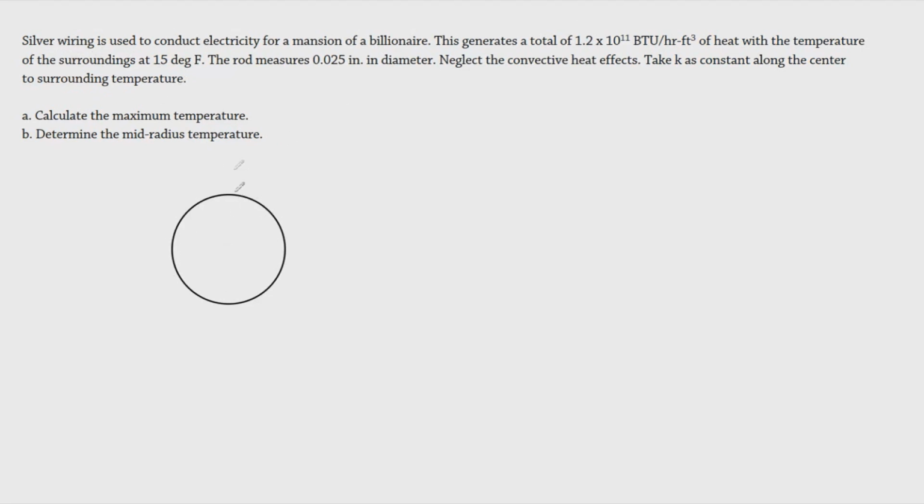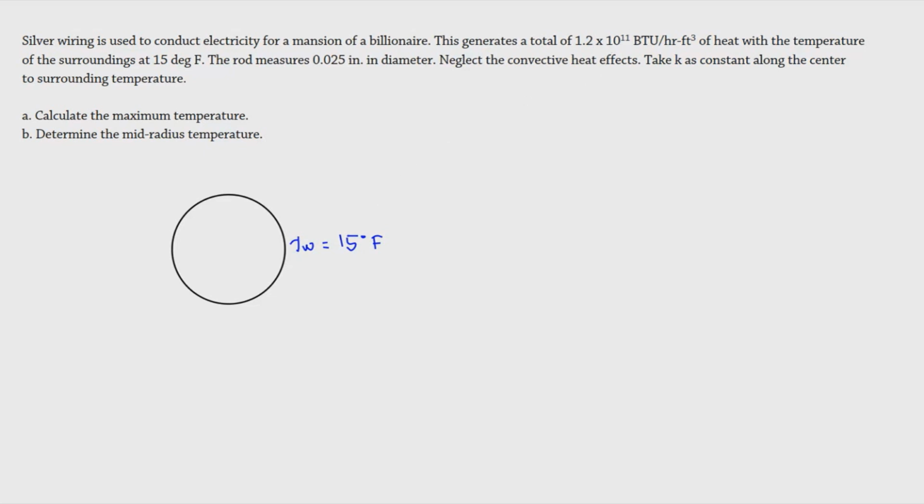So this rod with the cross section here is actually silver, and what we have here is simply the heat that is being generated per volume, which is 1.2 times 10 to the 11 British thermal units per hour feet cubed, and then the temperature of the surrounding. That simply means that we have TW equal to 15 degrees Fahrenheit. So we'll be solving this in terms of English units.